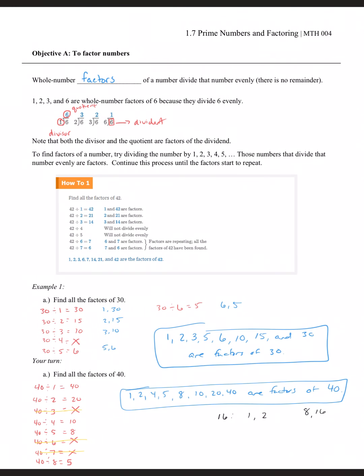16 divided by 3 doesn't work. 16 divided by 4, we know that 4 times 4 would be 16. But since 4 times 4 is just one number, that means we only list that 4 one time. You do not list two 4s because it's just one number. So therefore, the factors of 16 would be the 1, 2, 4, 8, and 16. Okay, let's move on to the next page.